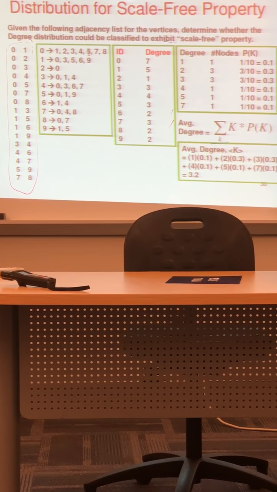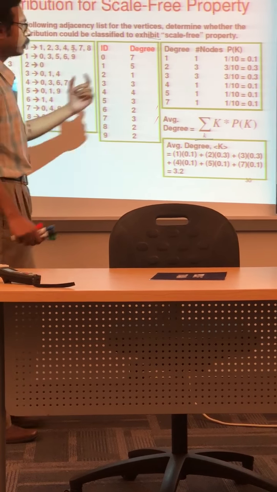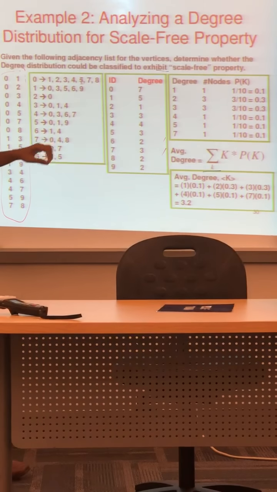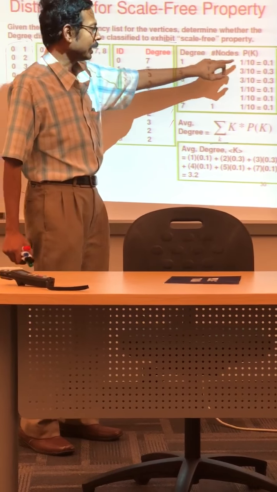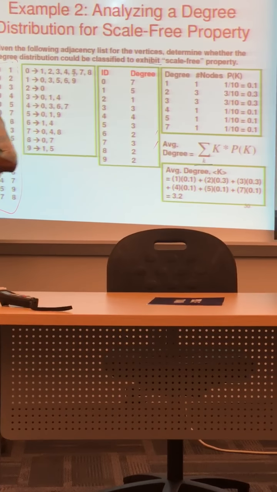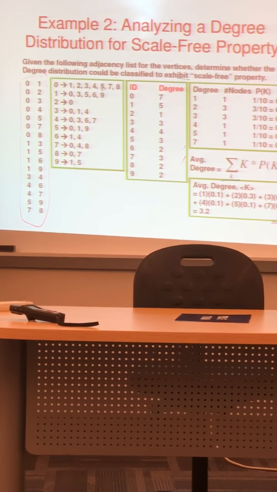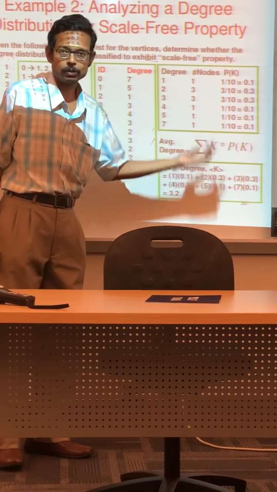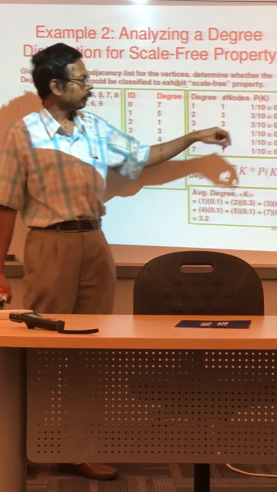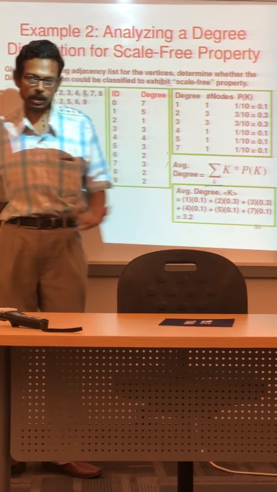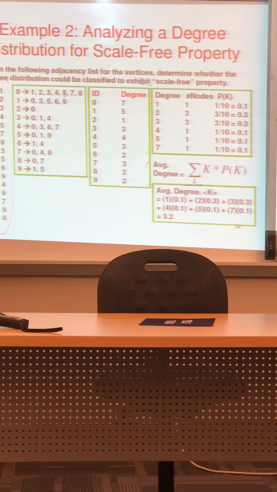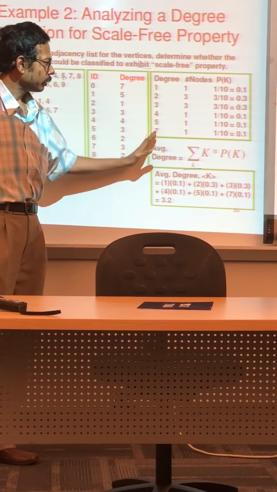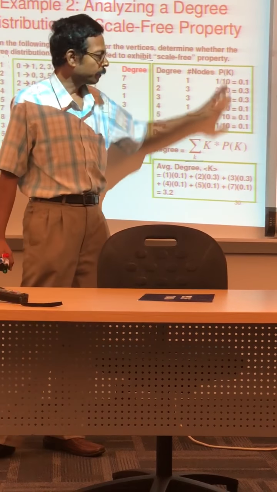So now we have to find the P of k, which is nothing but the count divided by the number of nodes. So one node with degree 1, so 1 divided by 10 is the probability of finding a node with degree 1. Similarly, 3 divided by 10 is the probability of finding a node with degree 2, and so on. So the P of k values should of course add up to 1 because we're dividing by the number of nodes.